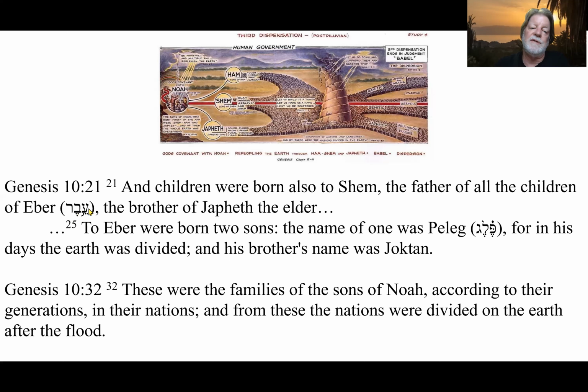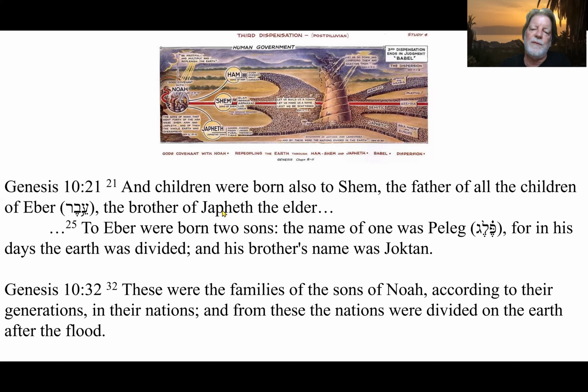So Ever is a key person, and the Hebrews, the Hebrew people, Hebrew speaking people, and Hebrew cultured people spring from Ever, the brother of Japheth the elder.